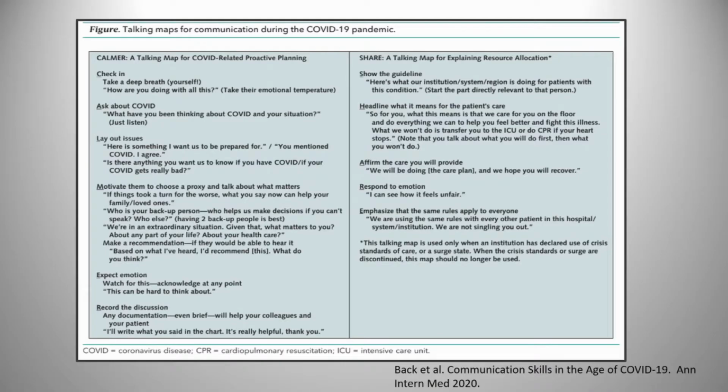So these are two talking maps for communication that were recently published. The first one is the Calmer map. This is a map for talking about COVID-related proactive planning.